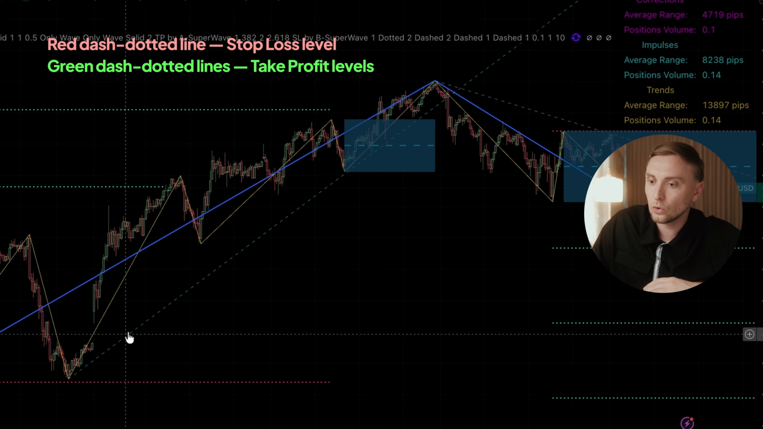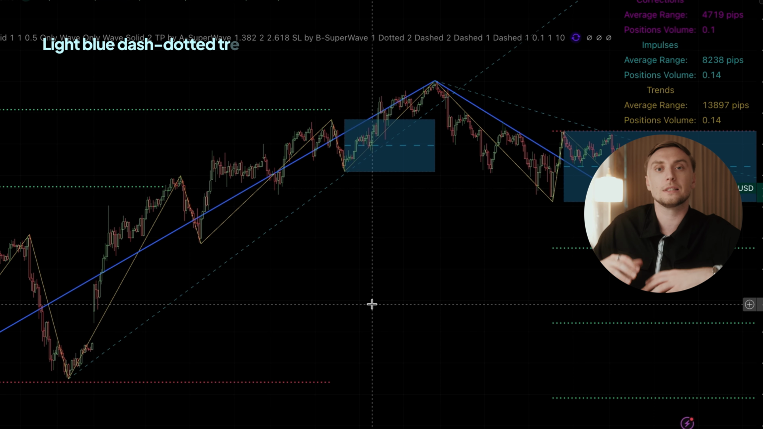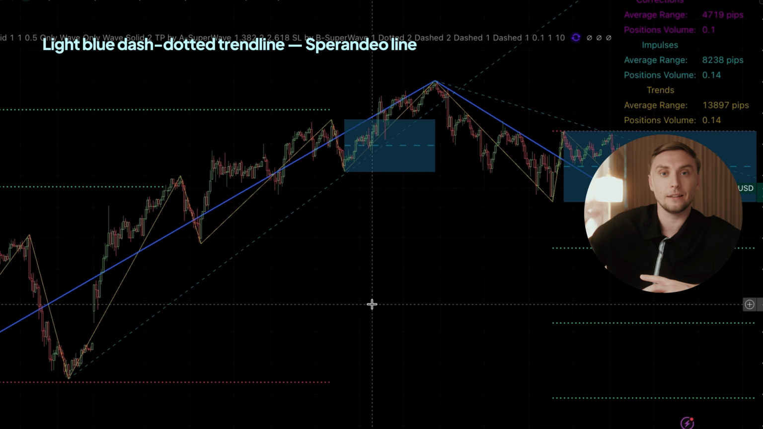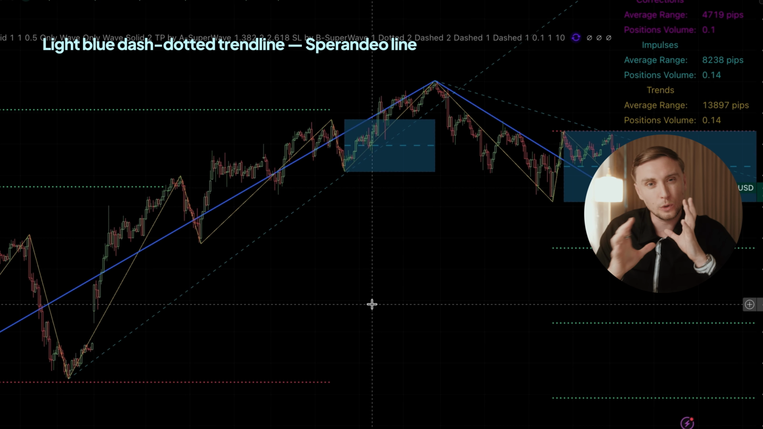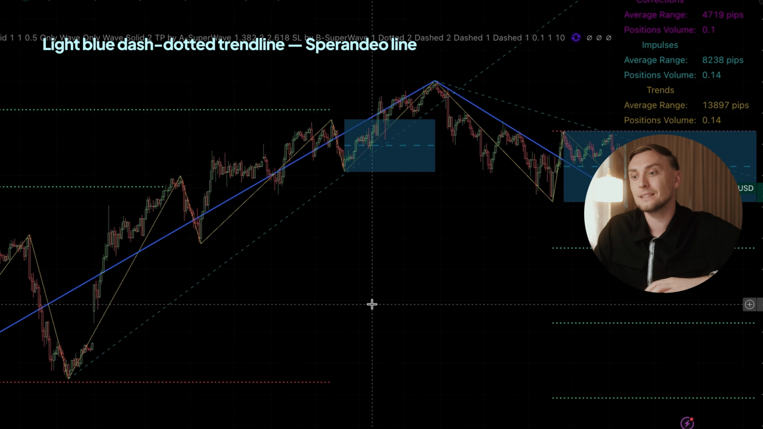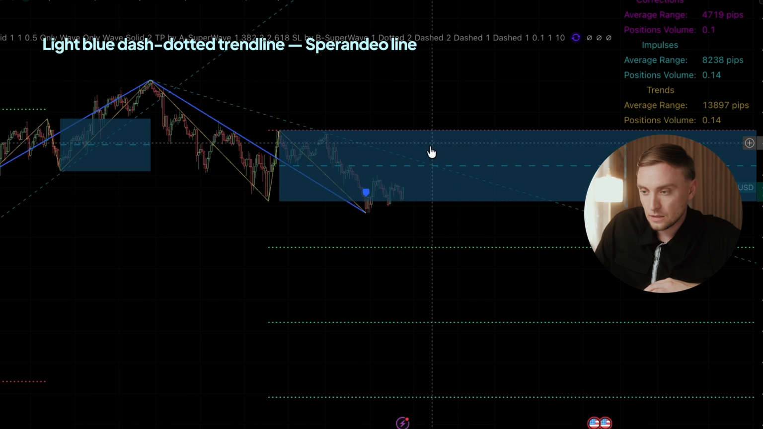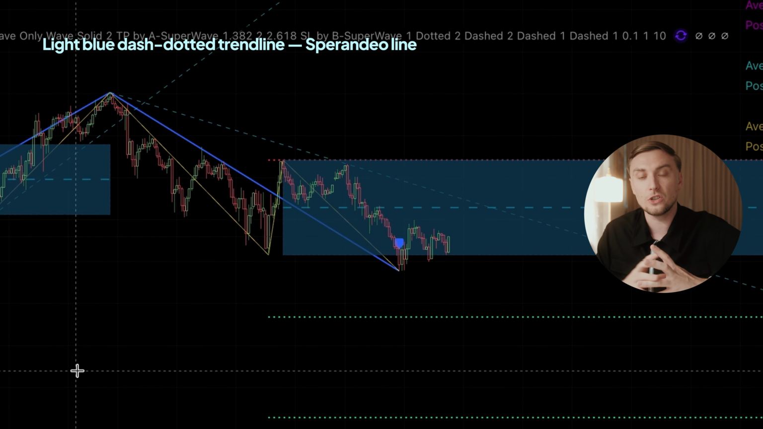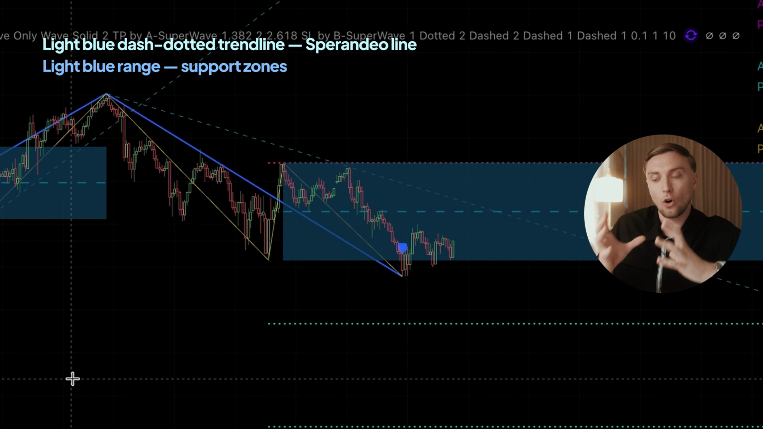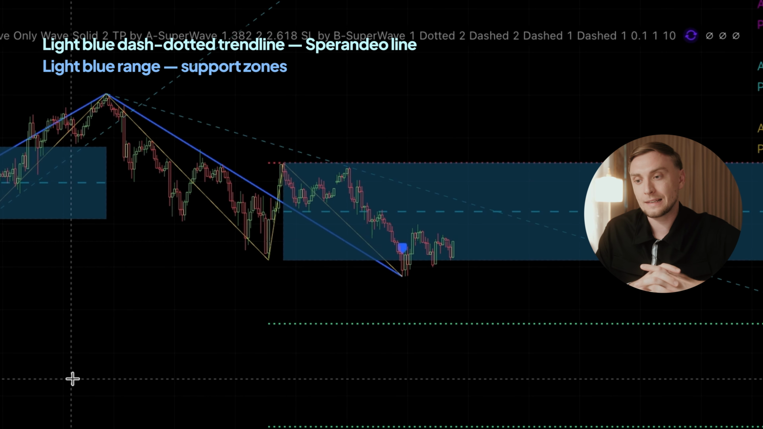Also pay attention to this long trend line. It's called the Sperandeo line or weak line, and later on I will show you how we will trade a correction from this line. Then look at this zone or some kind of range. This is the zone of support from our existing trend, and I will also show you how we will trade from this support zone.